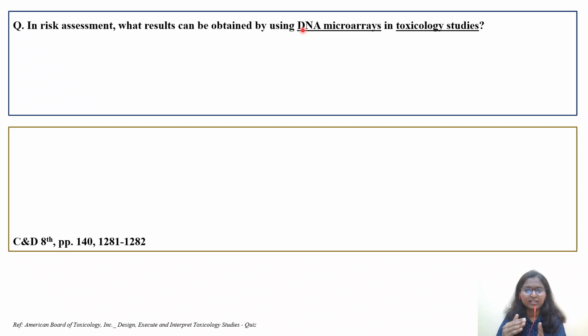Like that, the DNA microarray and other high throughput screening methods, which were initially used for drug discovery, are now being implemented as the same kind of tools for risk assessment also. We will learn how they are framing a question around this concept. So in risk assessment, what results can be obtained by using DNA microarray in toxicology studies?